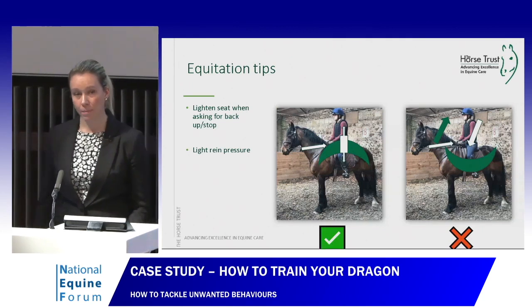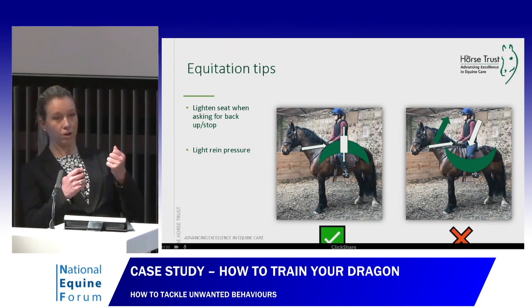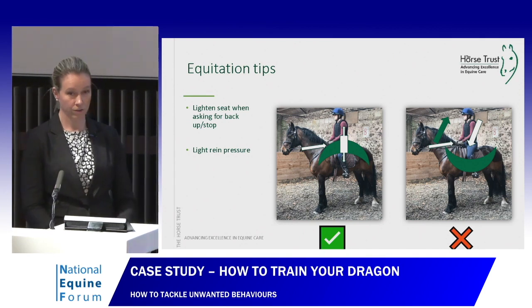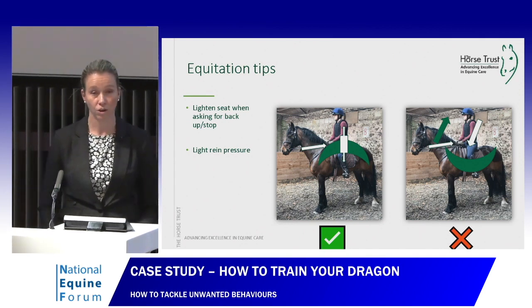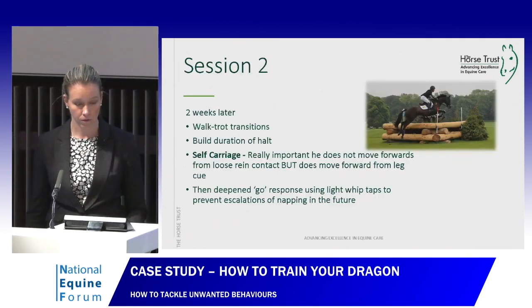We need not forget about the equitation side of this. It's tempting if a horse runs away, you pull on the reins and you shove your seat into the saddle. But that's really uncomfortable on the horse's back. So asking Hannah to just lighten her seat as she cued him to slow down or stop makes it more comfortable for him and makes him more likely to offer the right response.